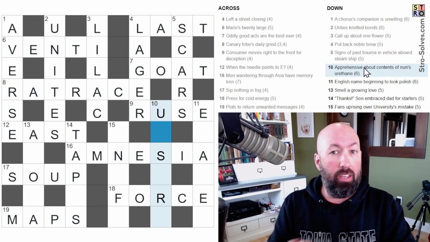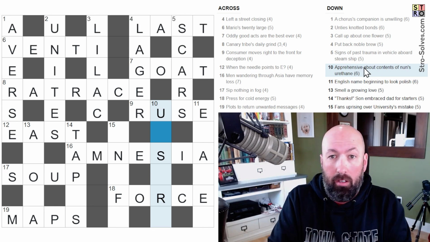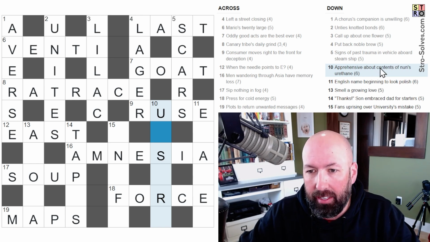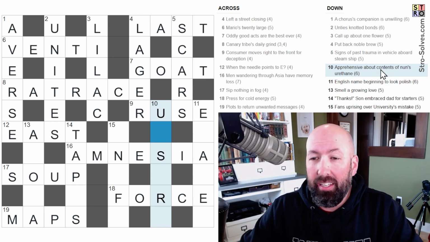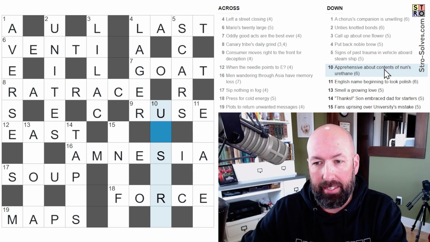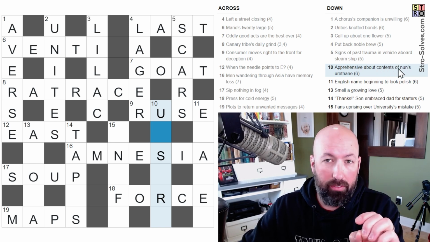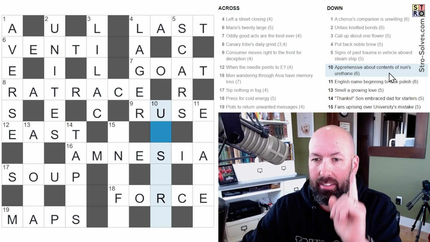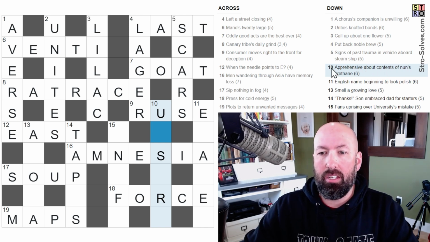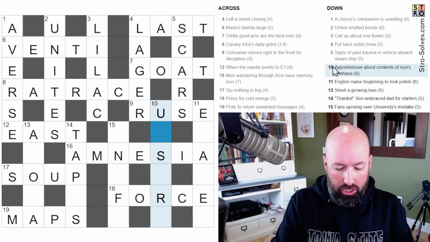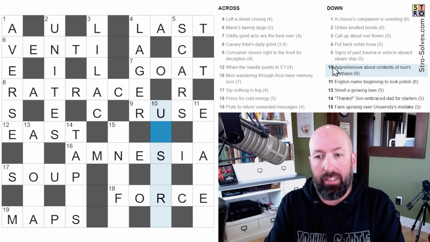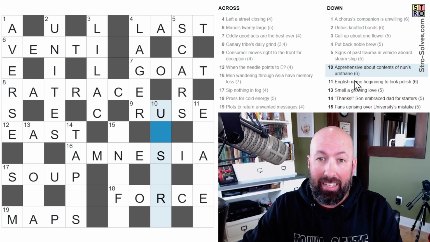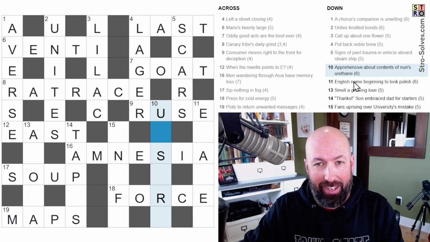About, again, you could think of around, or maybe about meaning RE, like concerning, like in an email subject. But the word that's really going to be helpful here is contents. Contents of, especially, should make you think hidden. So this is essentially the definition, contents of, and it's hidden inside of the other part. So nun's urethane is indeed in there because of the letters.